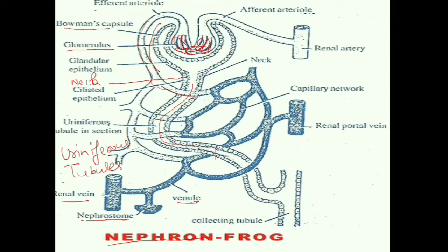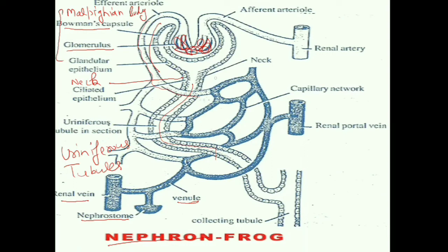Got it? So the nephron of frog is very simple, made up of Bowman's capsule along with the glomerulus. Together we call them the Malpighian body. Again I am telling you, these two structures together we call the Malpighian body. Then there is a short neck after that, and third the tubular part.